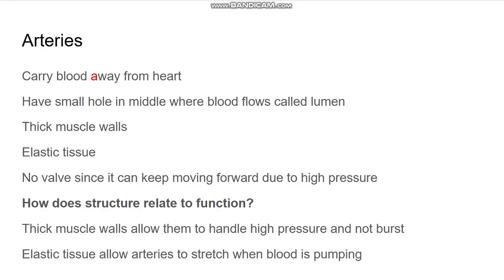And they have a small hole in the middle where blood flows through, and that is called the lumen. And there are also thick muscle walls and elastic tissue. So basically, there's a small hole in the arteries called the lumen. That's where the blood flows, and it's also high pressure. And there are no valves because the blood can keep moving forward. And the thick muscle walls allow them to handle high pressure and not burst.